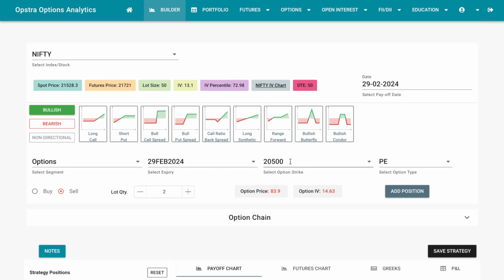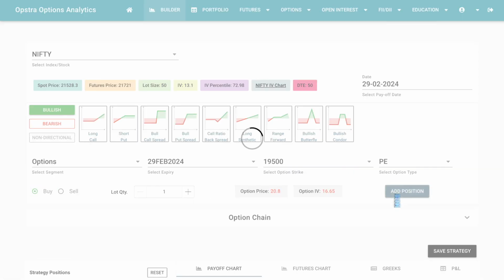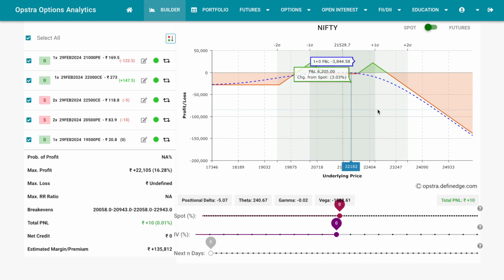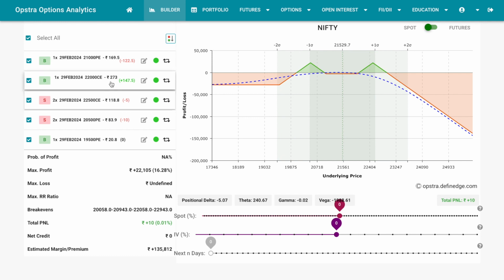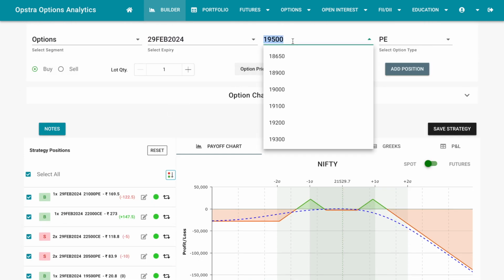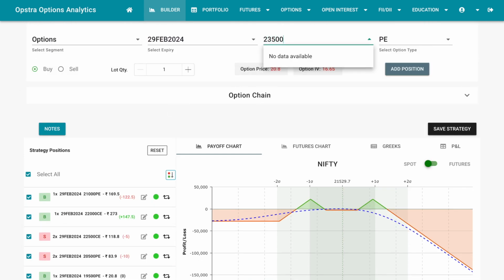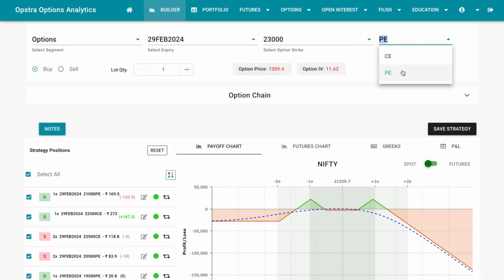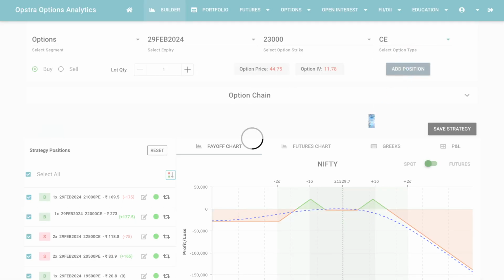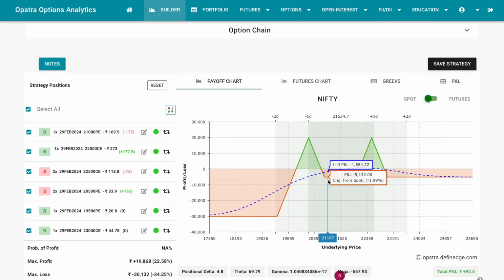Now let's check the 19,500. Is it even available to buy? Yes, it is available to buy, and if you go ahead and buy one lot, that's good. Here we can buy the 23,000 because we have sold 22,500, so we'd have to buy 23,500, but I'm not sure if that strike price is open. The strike price is not open, so we have to buy the 23,000 CE. If we buy the 23,000 CE, this is how the market will look.